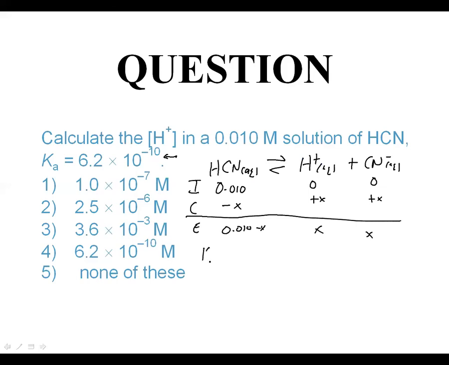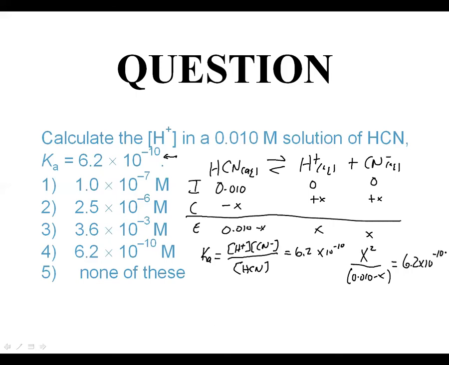Again, we could write a Ka expression for this, which is going to be our H plus times our CN minus divided by our HCN. And this would equal 6.2 times 10 to the minus 10. Putting in our values here, we will get x squared divided by 0.01 minus x equals our 6.2 times 10 to the minus 10. Any questions up until that point? Again, feel free to type it in. I will answer them if you do have questions.